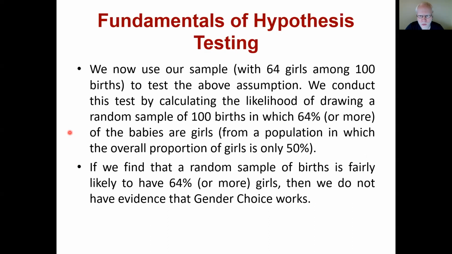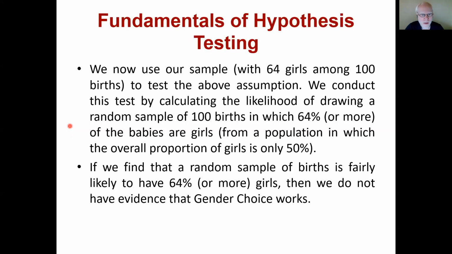We now use our sample with 64 girls among 100 births to test the above assumption. We conduct this test by calculating the likelihood of drawing a random sample of 100 births in which 64% or more of the babies are girls from a population in which the overall proportion of girls is only 50%.